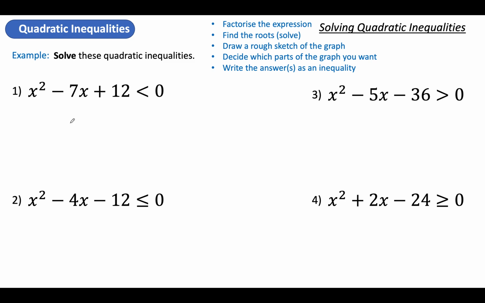Right, let's factorize this first one then. You would get x minus 3 and x minus 4. Could be either way round. So the roots of the equation that you need are going to be x equals positive 3 and x equals positive 4.